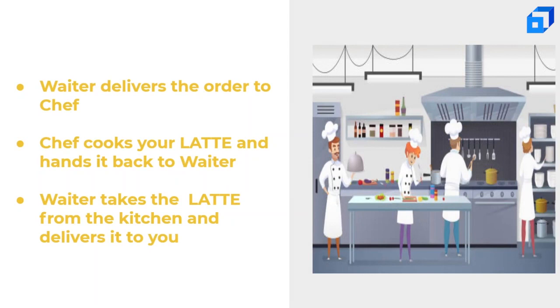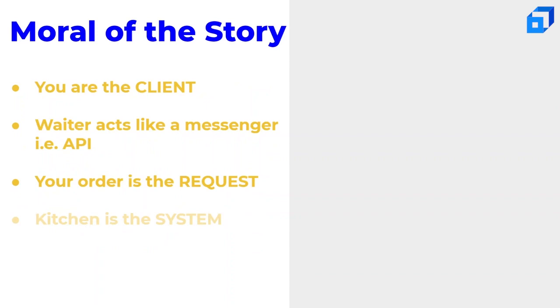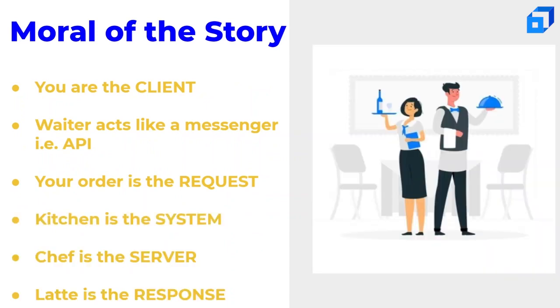But how is a coffee shop linked with an API? Well, coffee shop is the best example to explain an API. Here, the kitchen is a system, waiter is the API, your order is request, and latte is the response. The waiter is the messenger or API that takes your request or order and tells the kitchen, the system, what to do and becomes the link between the client, that is you, and the server, that is the chef.